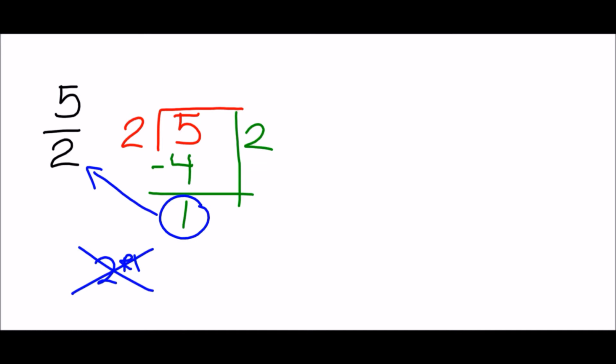We're starting with 5/2, and we took 2 whole out of it, and then there's 1/2 remaining. So we're going to use that denominator from the original improper fraction, and we're going to put it in our mixed number. So the answer to this one's 2 1/2.